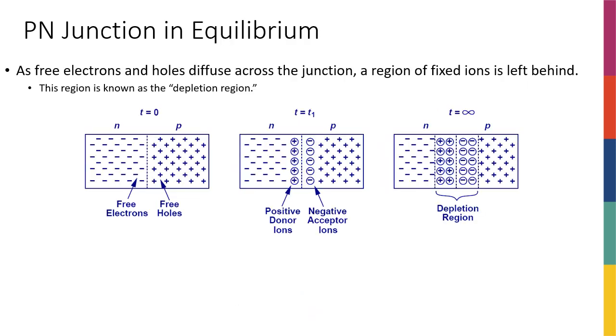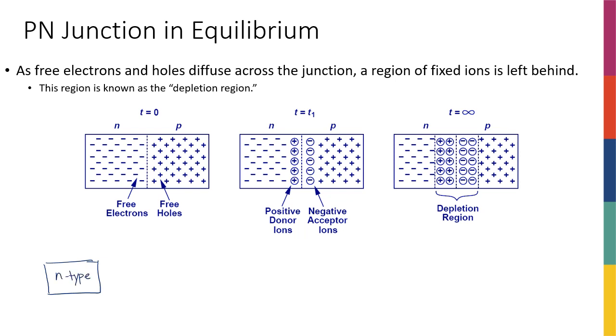Okay, before seeing what happens to our PN junction due to these charge movements due to diffusion, we need to talk about a concept called charge neutrality. Let's say that I have this piece of crystal and it's an N-type semiconductor.